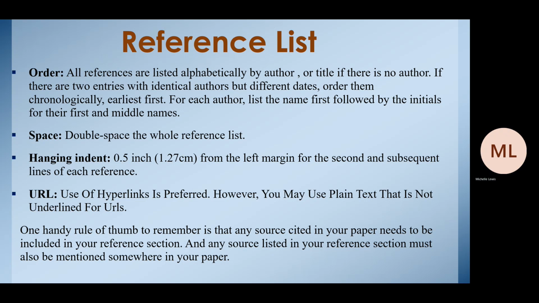Hanging indent. 0.5 inch or 1.27 centimeters from the left margin for the second and subsequent lines of each reference. URL: use of hyperlinks is preferred. However, you may use plain text that is not underlined for URLs. One handy rule of thumb to remember is that any source cited in your paper needs to be included in your reference section, and any source listed in your reference section must also be mentioned somewhere in your paper.